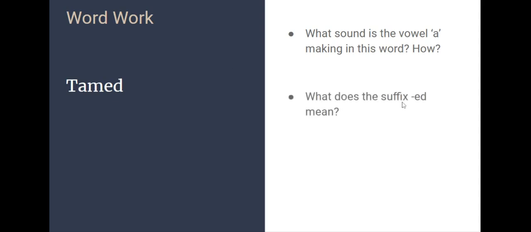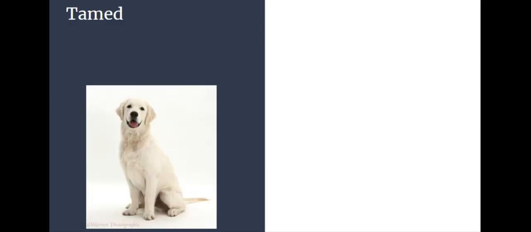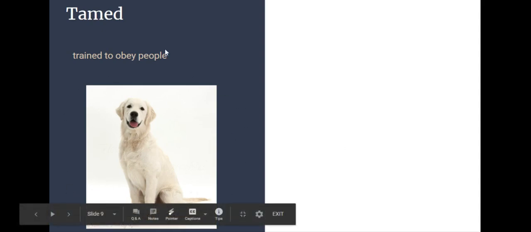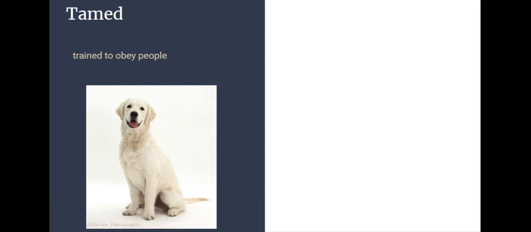What is the suffix? Remember, if prefix attaches itself at the beginning of a word, suffix attaches itself at the end. Anyone know what it means when you have ED at the end? ED at the end means it happened in the past. What do you think the word tamed means? Tamed means it's something that's trained or obeys people. A lot of times people tame their dogs. When you tell your dog to sit, to speak, to lie down, to roll over, all those things are taming your dog to obey people.